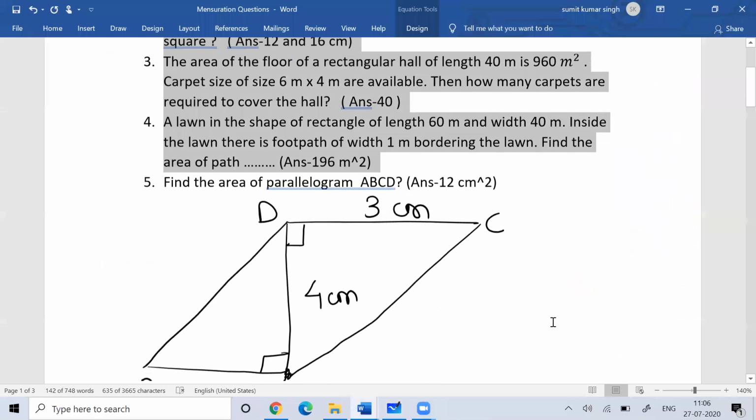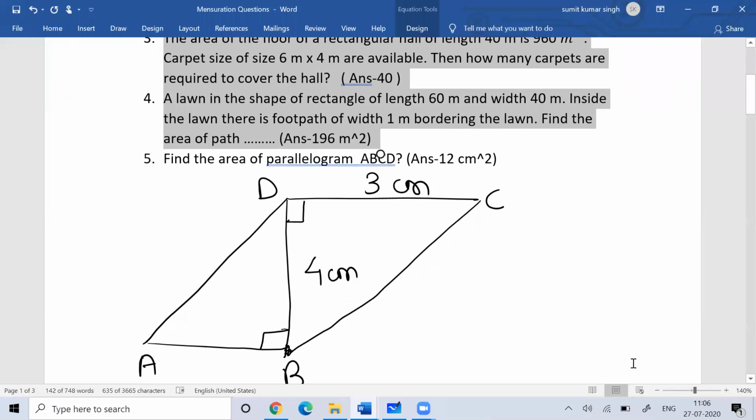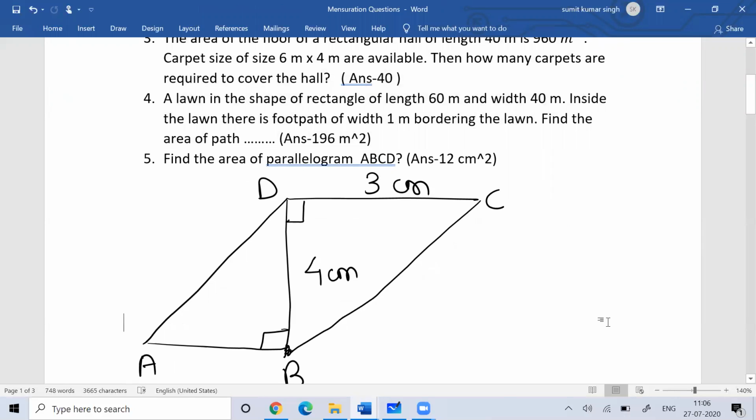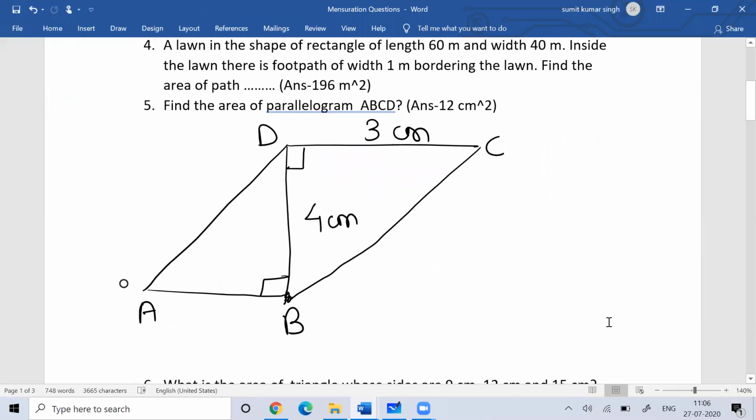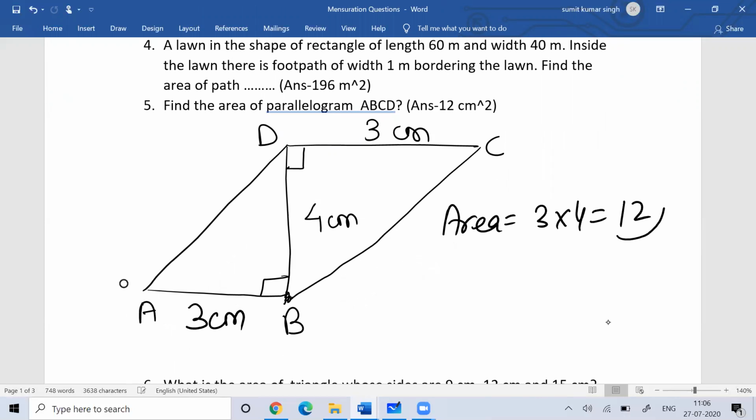Now going further, find the area of this parallelogram. So if you notice, what is the area of parallelogram? Base into height. So if you know parallelogram, opposite sides are equal. So this would be also 3. So what is the area? Area of the parallelogram is base into height. Means 3 into 4 means 12. That is the area of this parallelogram.